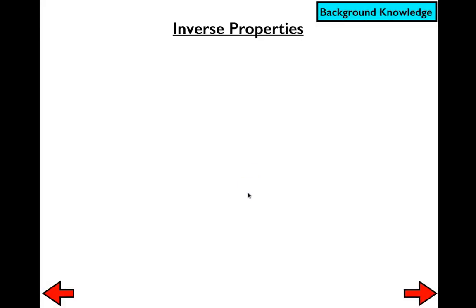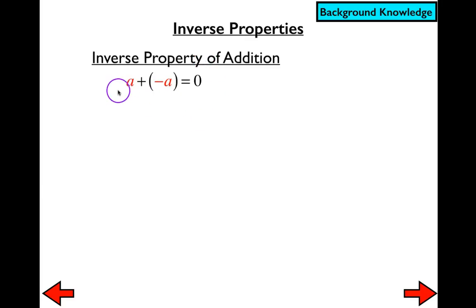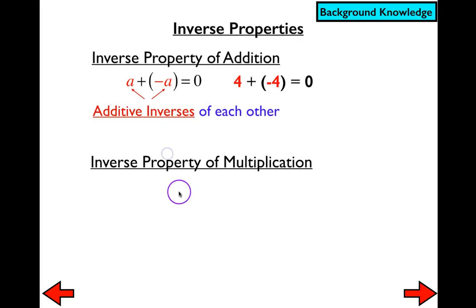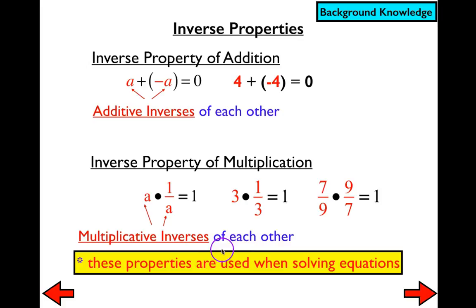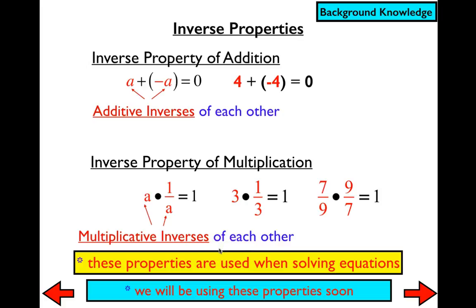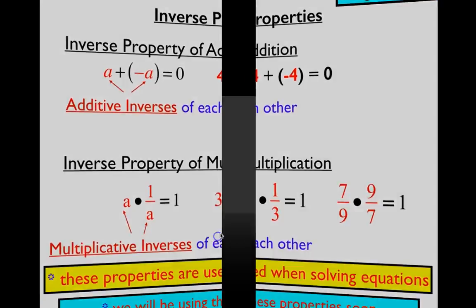Now, last but not least, let's talk about some inverse properties. For inverse property of addition, we have opposite numbers. We have a positive and we have a negative. These are called additive inverses. But for multiplication, we're going to have the reciprocal of the number. So the reciprocal of A is 1 over A. So here's some more examples. 3 and 1/3, 7/9 and 9/7. These are our multiplicative inverses. So these properties are definitely going to be used for when solving equations. In fact, we will be using these properties pretty soon.